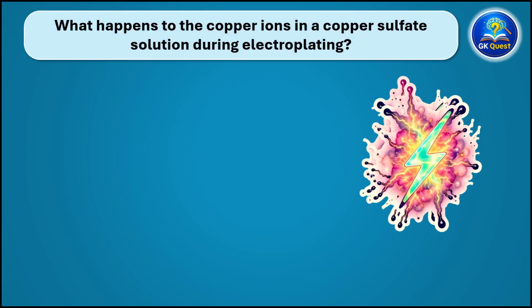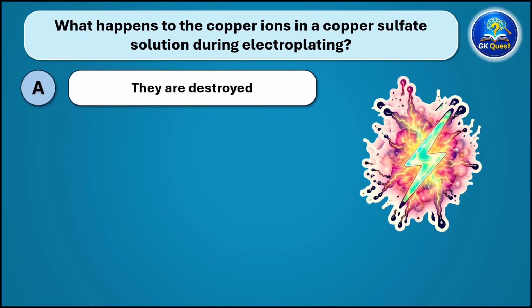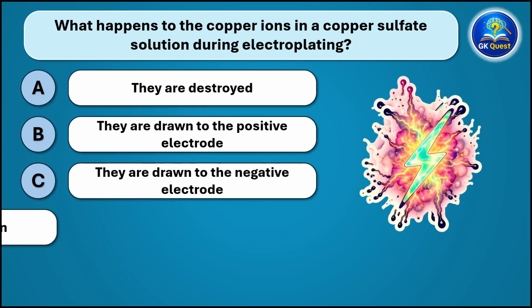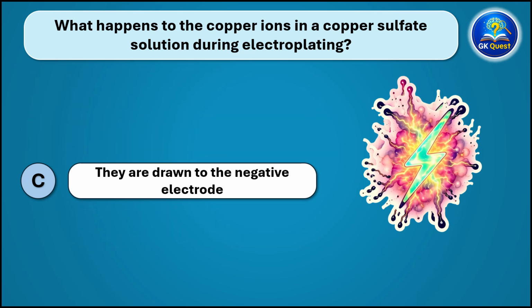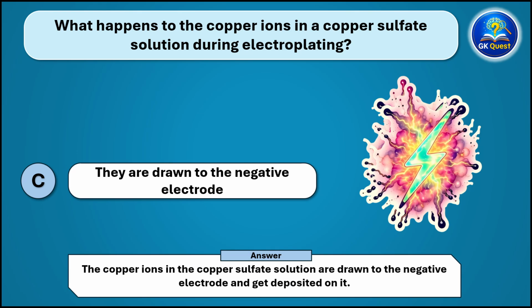What happens to the copper ions in a copper sulfate solution during electroplating? And the correct answer is the copper ions in the copper sulfate solution are drawn to the negative electrode and get deposited on it.